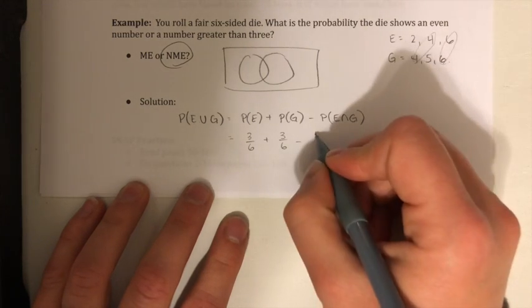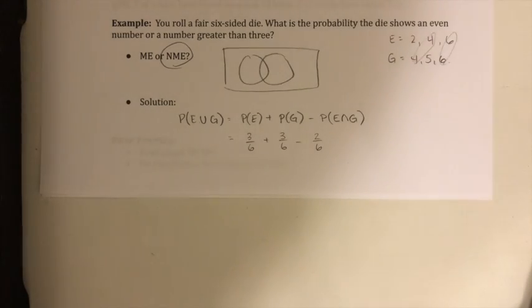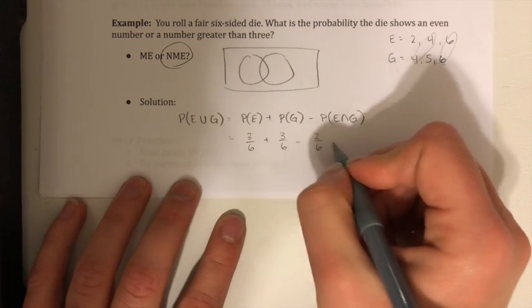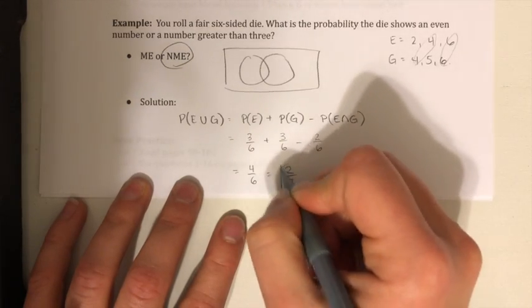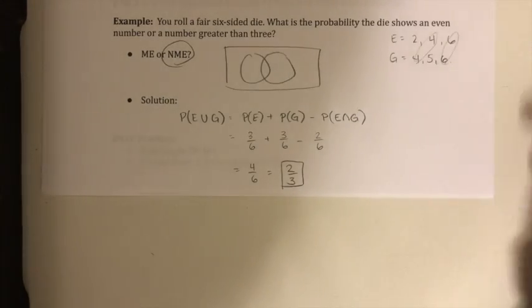Minus that overlap, there's 2 out of 6 things contained in that overlap. So 3 plus 3 is 6, minus 2 is 4 out of 6. So we could reduce to 2 over 3.